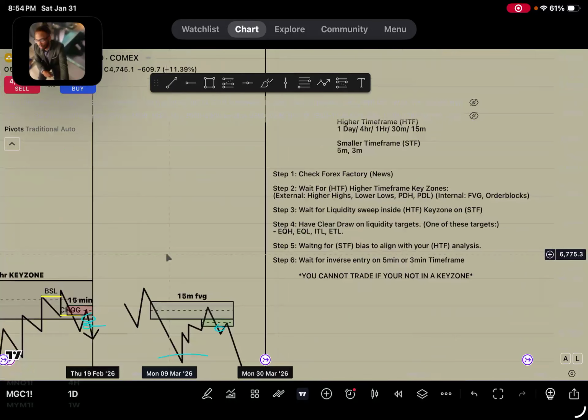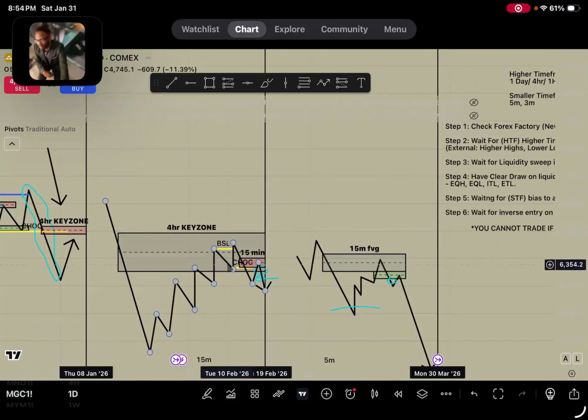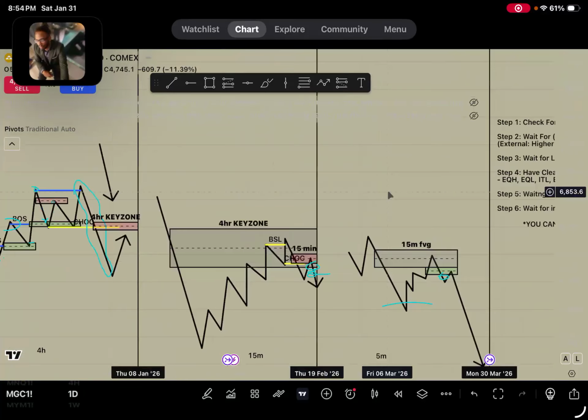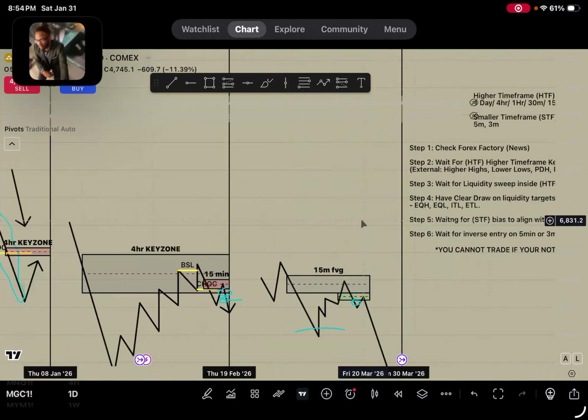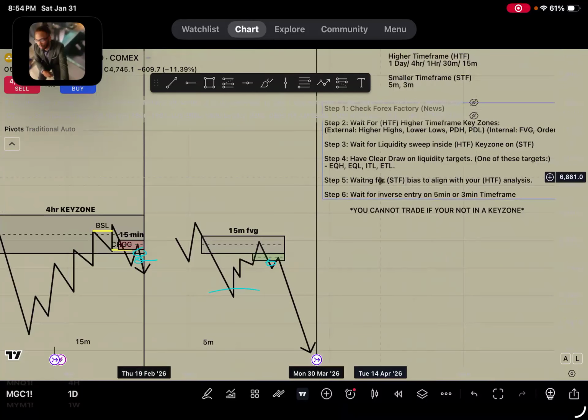You remember your steps right here? Step 2, wait for a higher time frame key zone. Higher time frame key zone we waited for. This is step 2, right? So now I went for step 3 then. Step 3, wait for a liquidity sweep inside the higher time frame key zone on a smaller time frame. Regardless, we got our buy side liquidity sweep on the 15. You can still count that. We got the buy side sweep inside the key zone. So you got that.